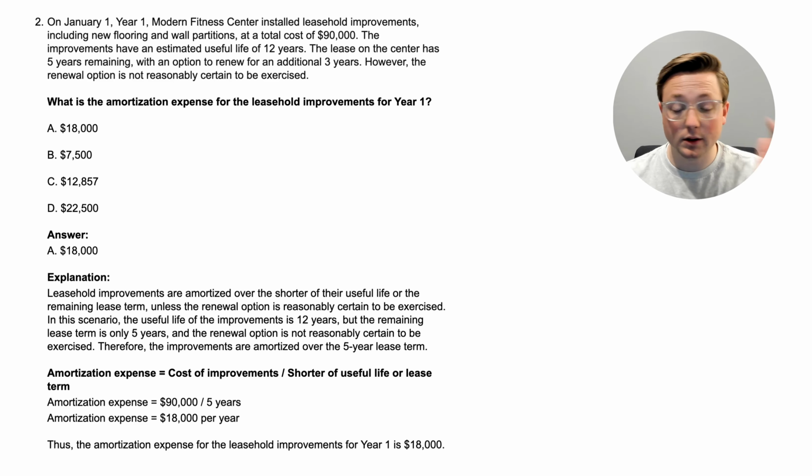So if, for example, in this case, if the leasehold improvements only had a useful life of 3 years, then we would actually use that for the amortization instead of the 5-year lease term. But that was just an example. So that's how you do leasehold improvement amortization. Let's go to the next question.